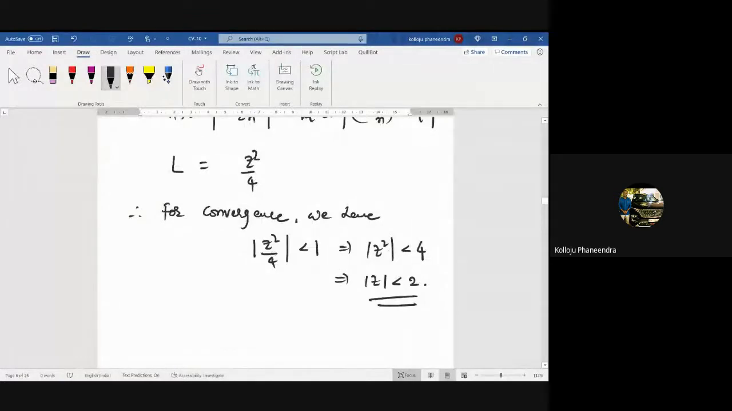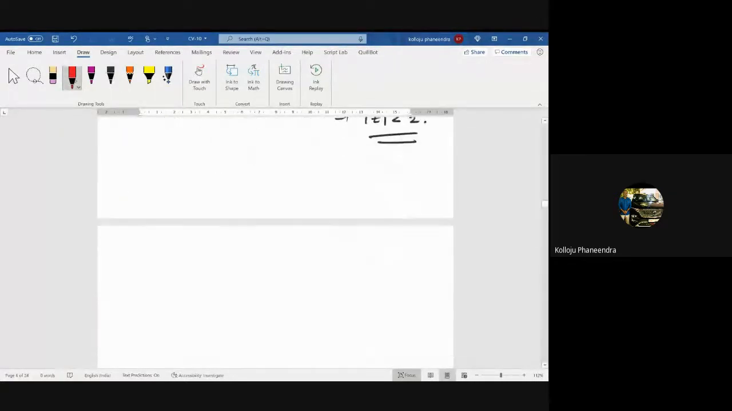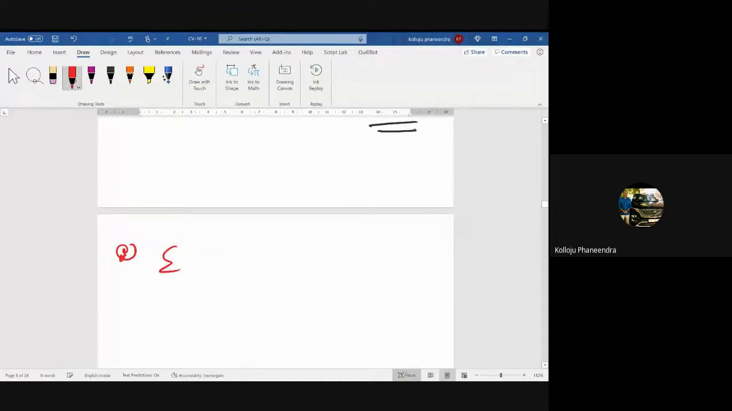Let me take another one. Summation, same question. n factorial by n to the power of p, z to the power of n. p is a positive integer. And what is the region? Z equal to 0. What is the region? Z equal to 0, n to the power of p. Okay.